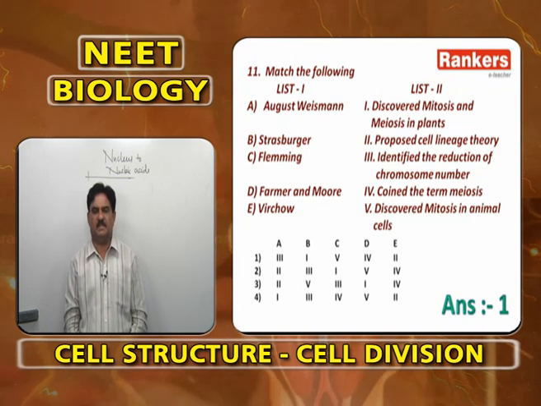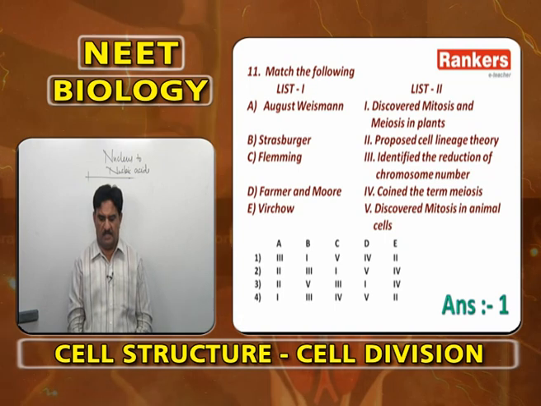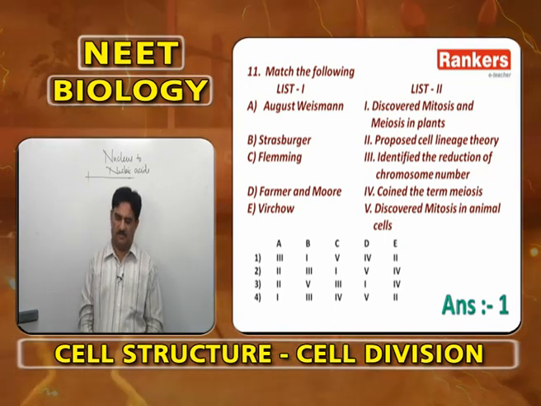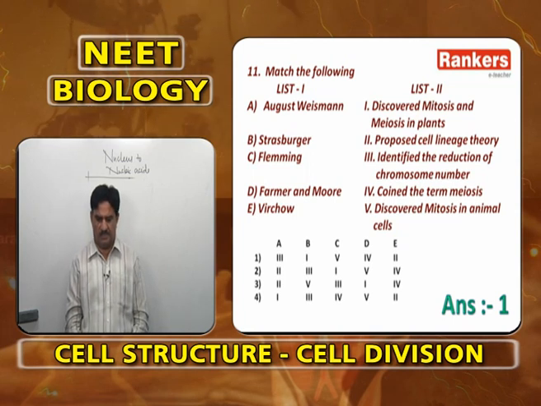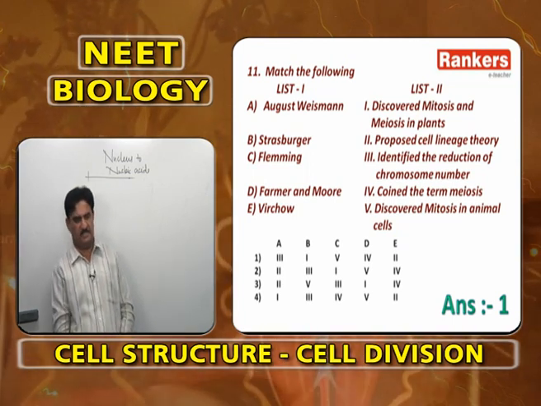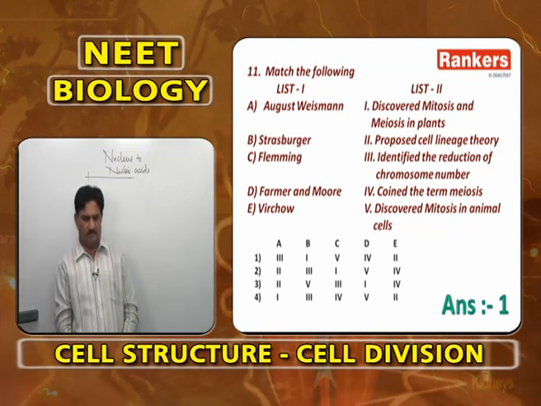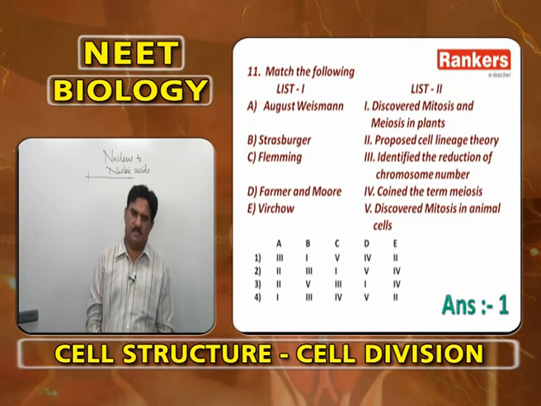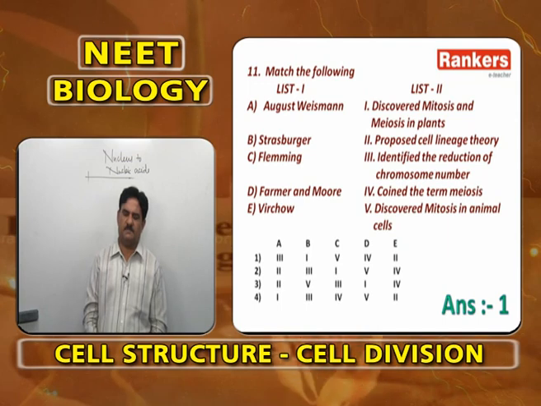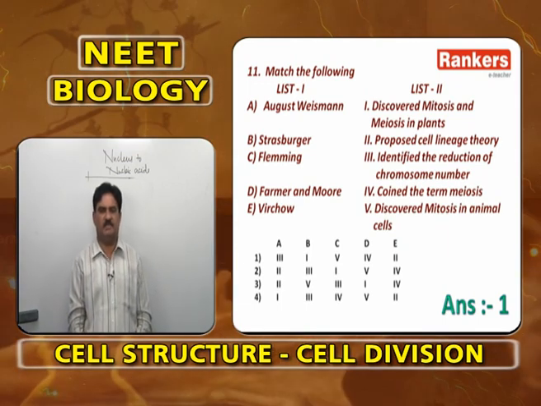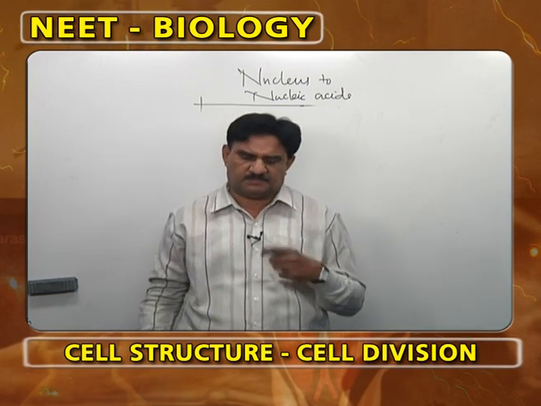Walter Fleming was the scientist who discovered mitosis in animal cells. Farmer and Moore coined the term meiosis. So, D4: they coined the term meiosis. Virchow is known for cell lineage theory. What is cell lineage theory? It is also called cell doctrine theory. What does it mean? Omnis cellulae cellula means every cell comes from a pre-existing cell, which was proposed by Virchow.